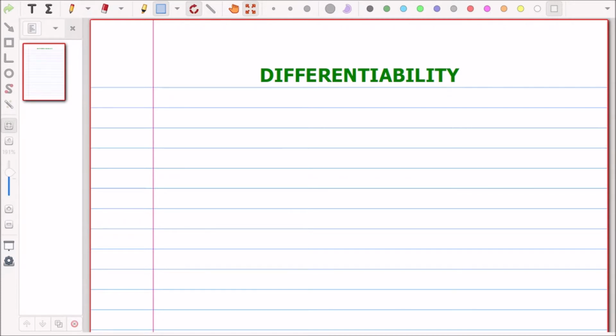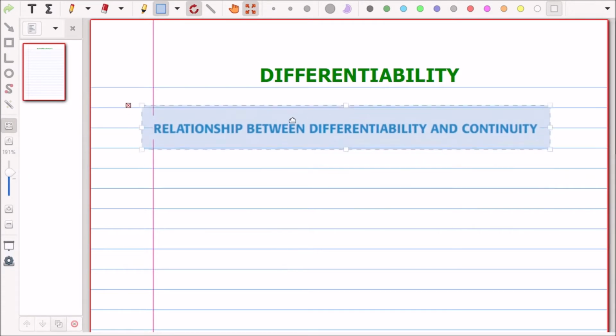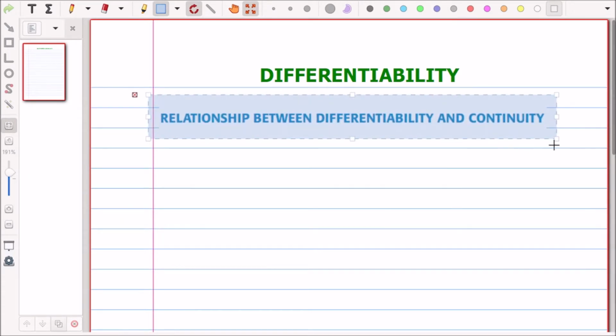Okay, fine. So now today we are going to do some more results on differentiability. The first result that we are going to do is differentiability implies continuity. Relationship between differentiability and continuity.